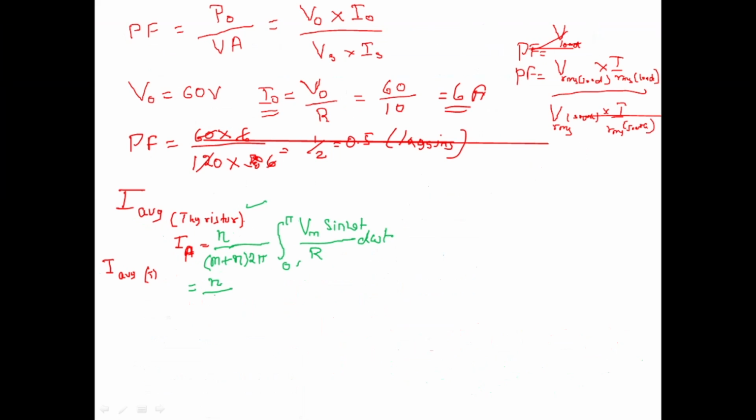n over (m plus n) 2 pi. The R I will keep outside, Vm I will write here. Everything I will keep outside because they are constants. The integration of sin omega t is minus cos omega t, with limits 0 to pi. So this becomes n Vm by R, n over (m plus n) 2 pi.